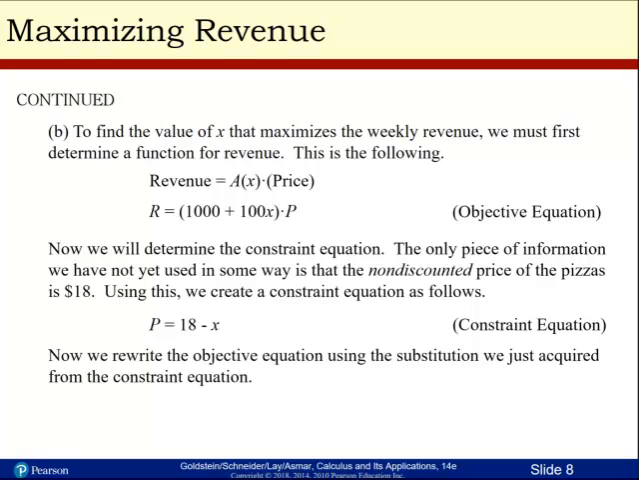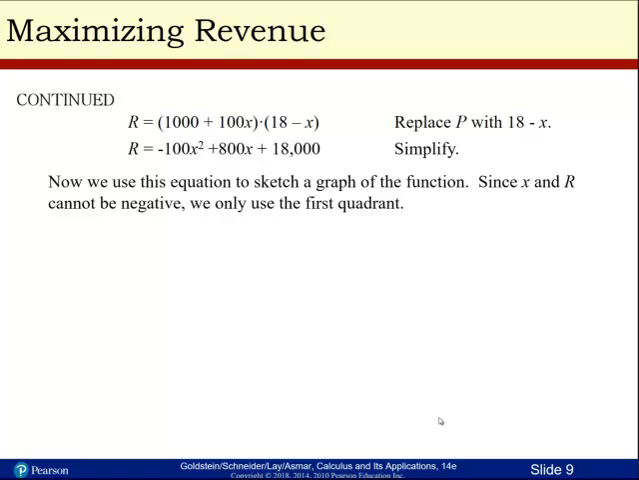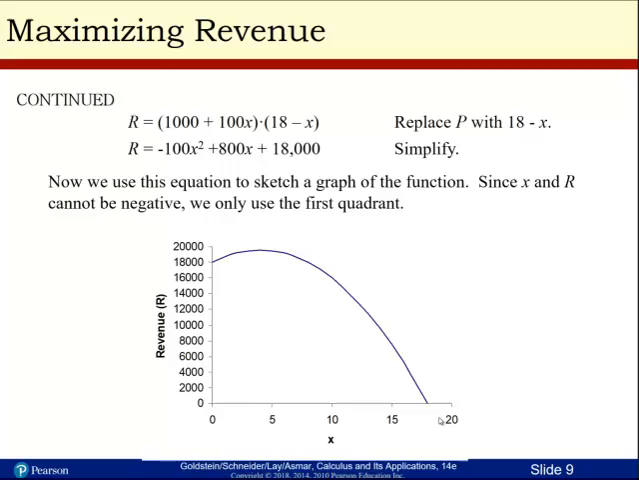Now we're going to rewrite the objective equation using the substitution that we just acquired from the constraint. Plugging in for p, which is 18 minus x, we have our objective equation. We're going to simplify, and what we get is that revenue is negative 100x squared plus 800x plus 18,000. We're going to use this to sketch a graph of the function, and since x and r can't be negative, we're just going to look at the first quadrant.